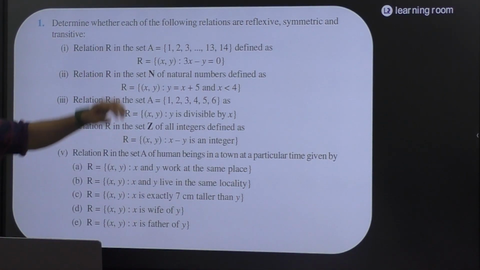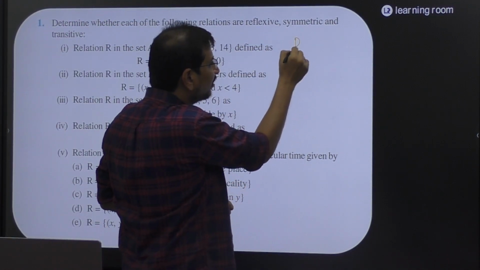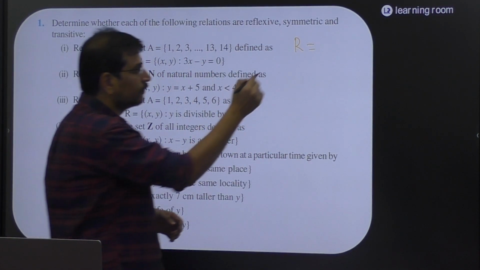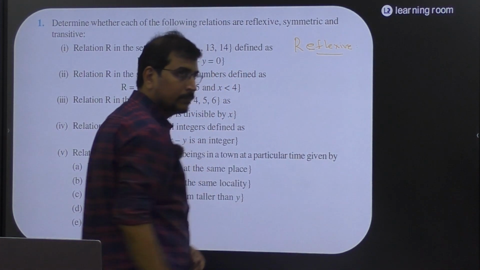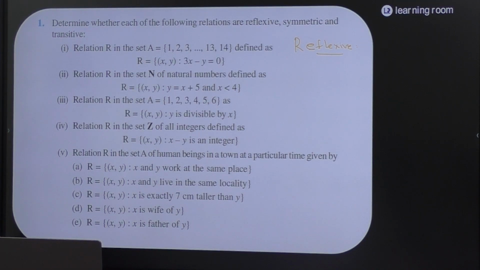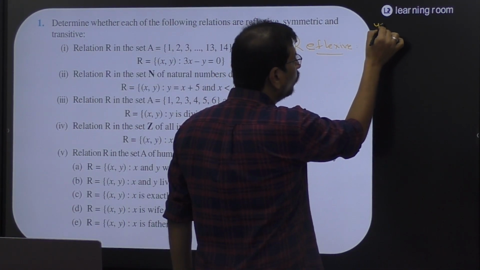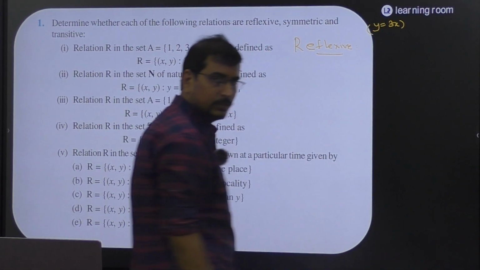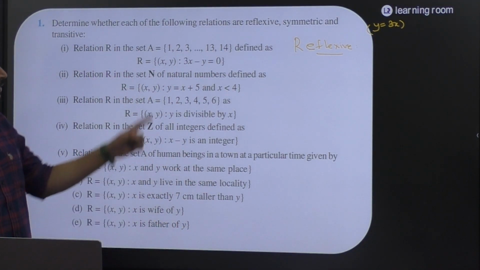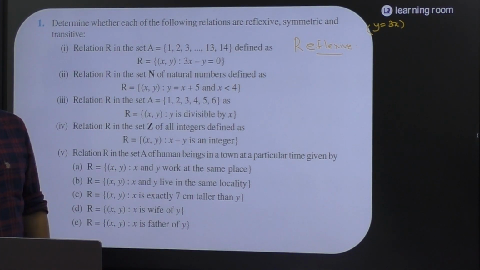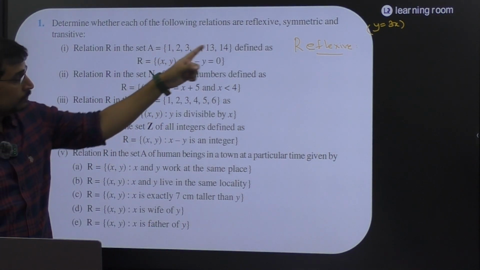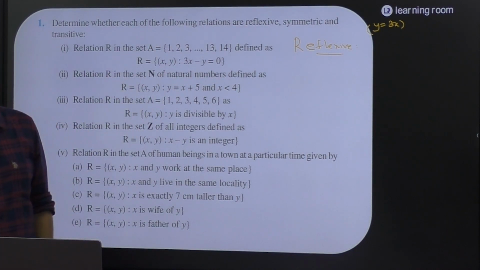So only she is going to answer, right? If you get stuck, I'll tell you. For reflexive, what should I say? Is it going to be reflexive? So first of all, 3x minus y is equal to 0. Then y will be equal to 3x. Right? Means (x, y), those two numbers in the ordered pair, where do they come from? They come from either of the 14 numbers.